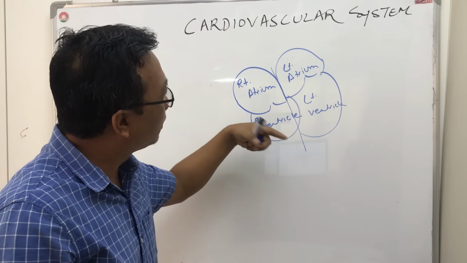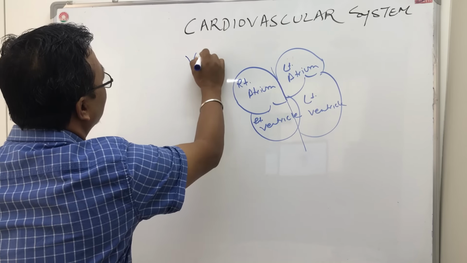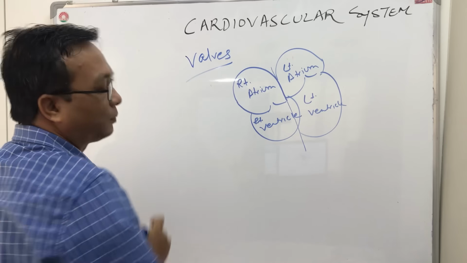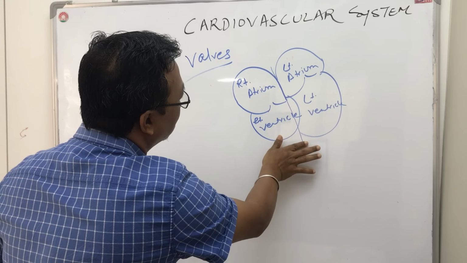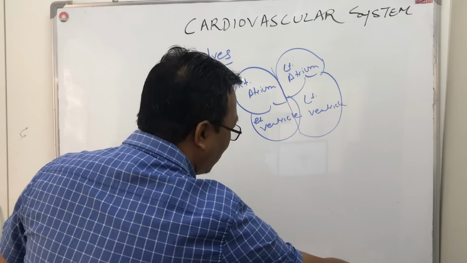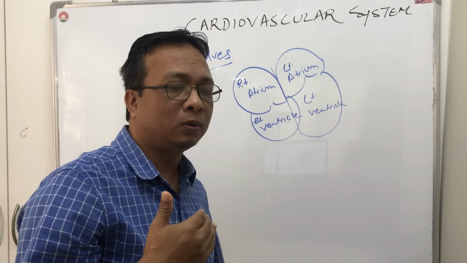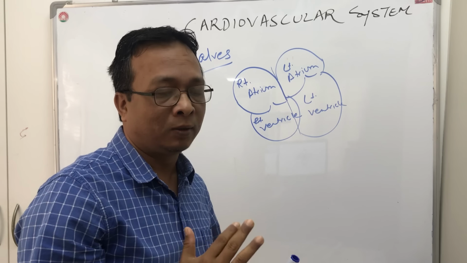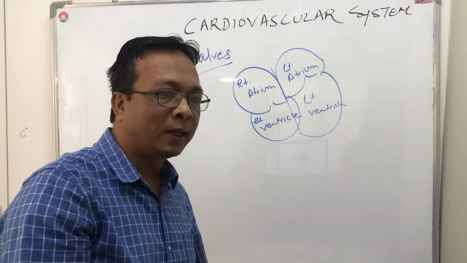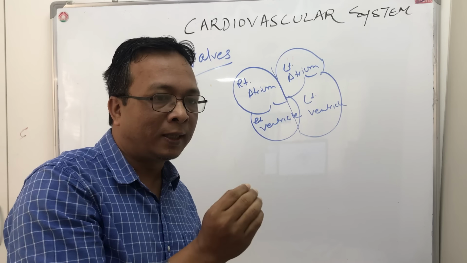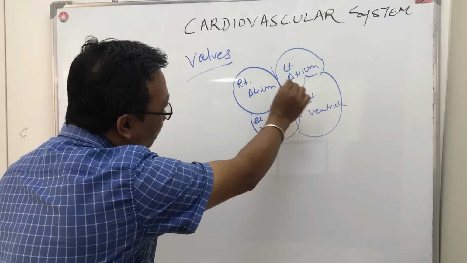Before we go to the right side and left side, let me tell you there are also some valves. There are 4 valves located in the whole heart. A valve allows flow in only one direction, one way. That's why we need a valve. Like when we put air into tires, there are valves so that air can go only inside, not outside. That kind of valve is also present in the heart.